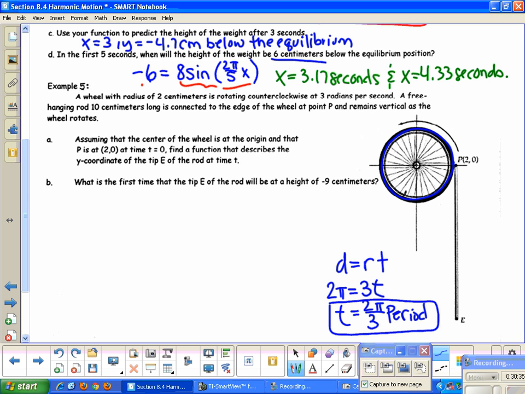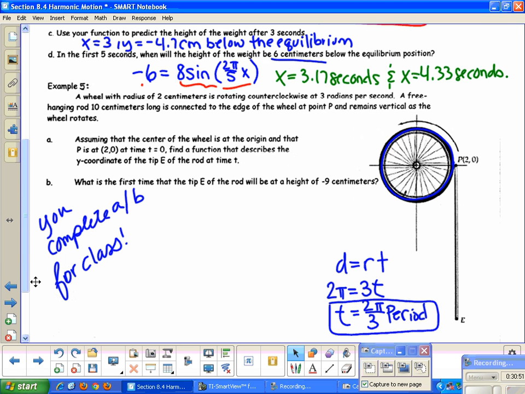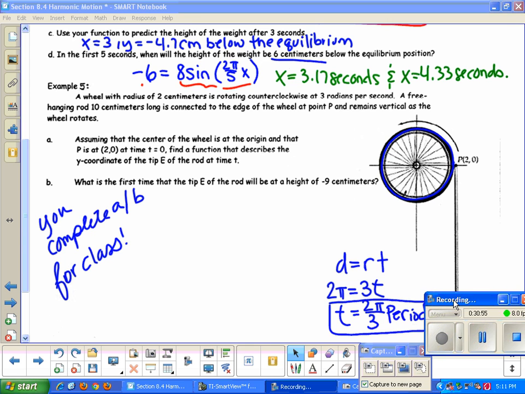So now I want you guys to complete A and B and see if you can answer the question. So you complete A and B for class. And just bring that with you.